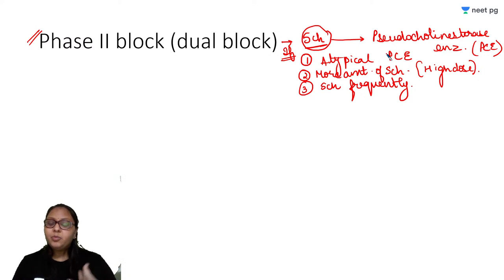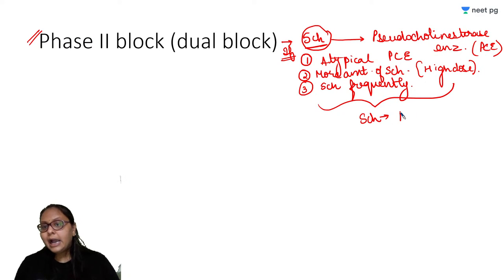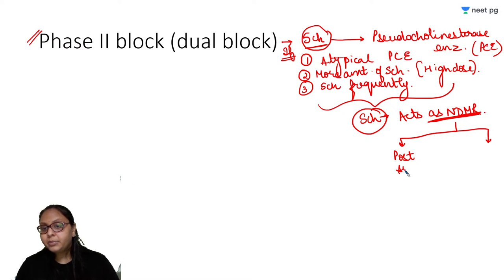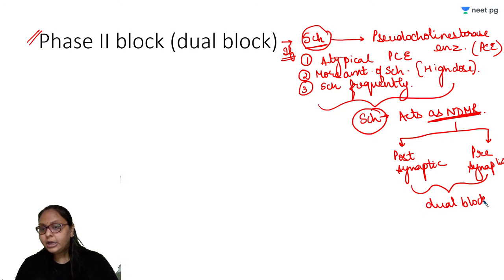Or if I have given too much, what will happen in these conditions? The succinylcholine, in all these conditions, acts as non-depolarizing muscle relaxant. Okay, that means it acts on both. In these conditions, the succinylcholine starts acting as non-depolarizing muscle relaxant. That means it will act on both postsynaptic and presynaptic level. Okay, and therefore there is dual block. It is acting on postsynaptic and presynaptic, and therefore there is dual block.